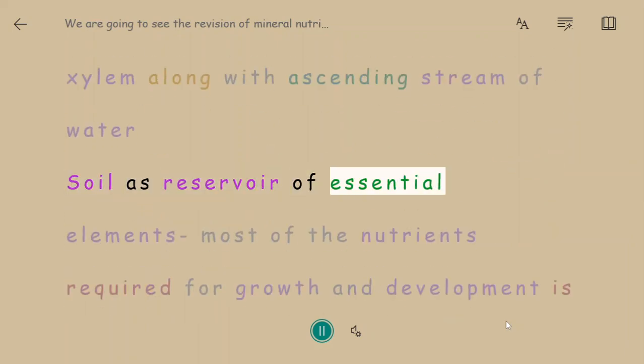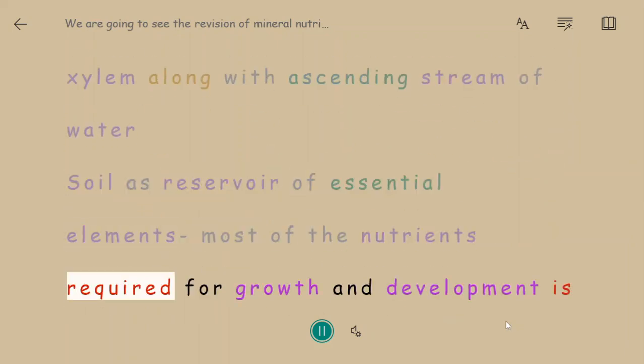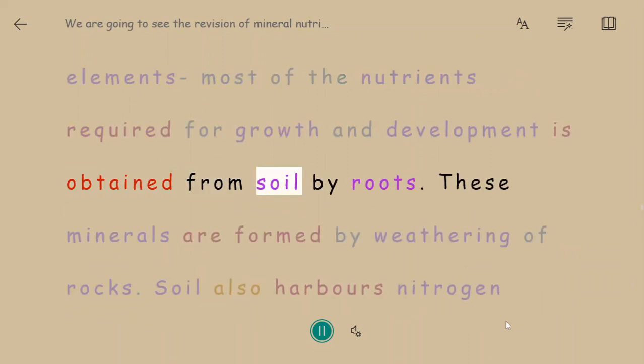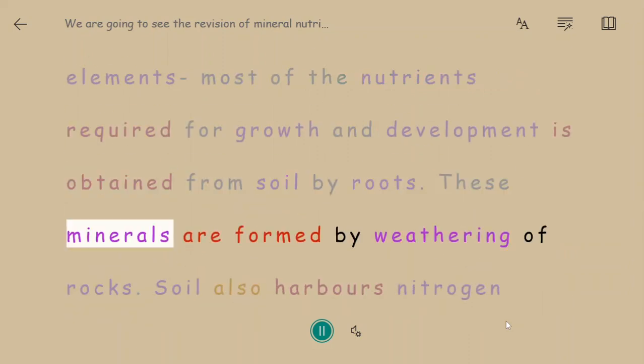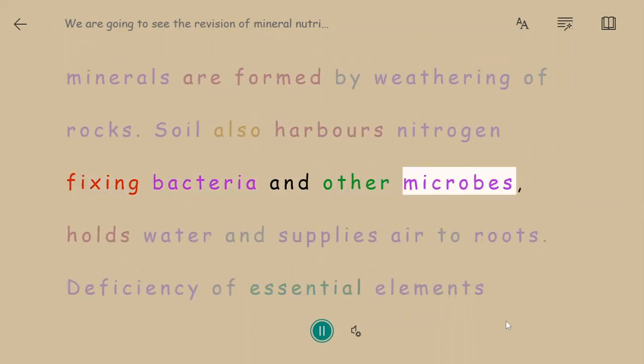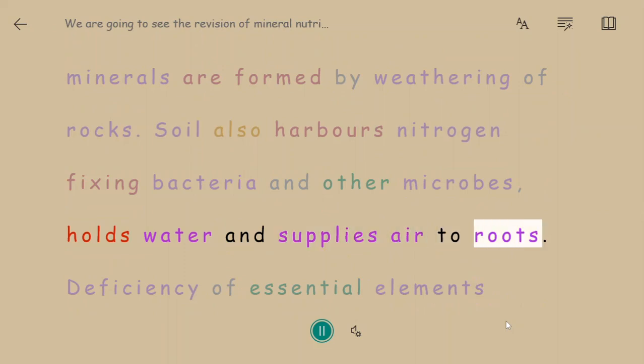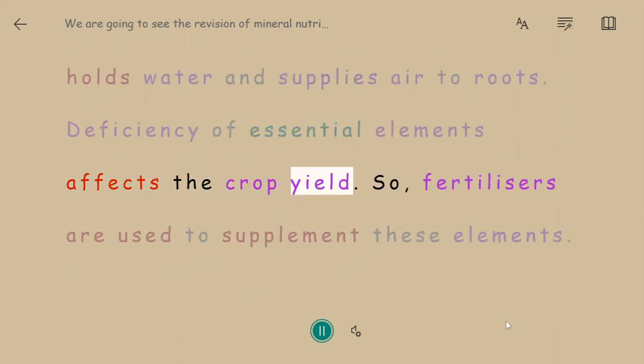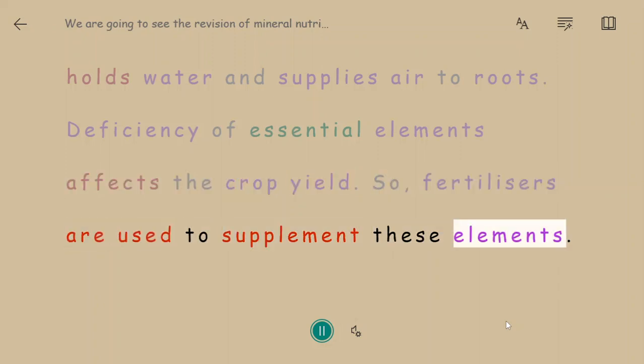Soil is the reservoir of essential elements. Most of the nutrients required for growth and development are obtained from soil by roots. These minerals are formed by weathering of rocks. Soil also harbors nitrogen-fixing bacteria and other microbes, holds water and supplies air to roots. Deficiency of essential elements affects the crop yield. So, fertilizers are used to supplement these elements.